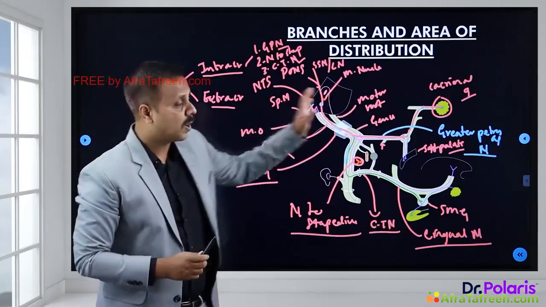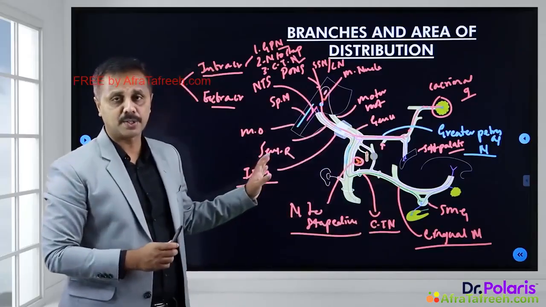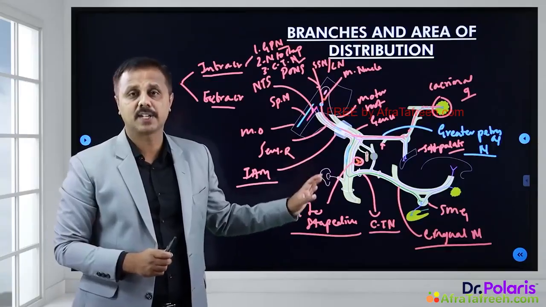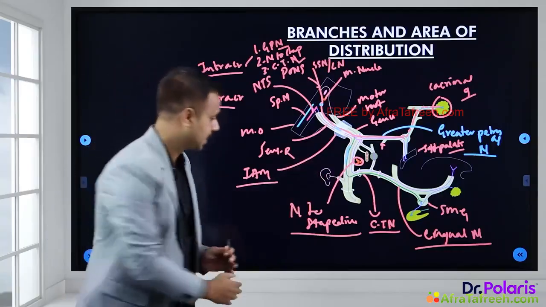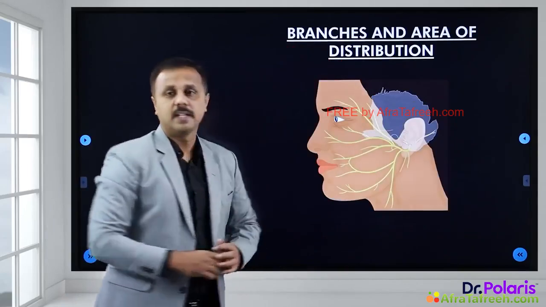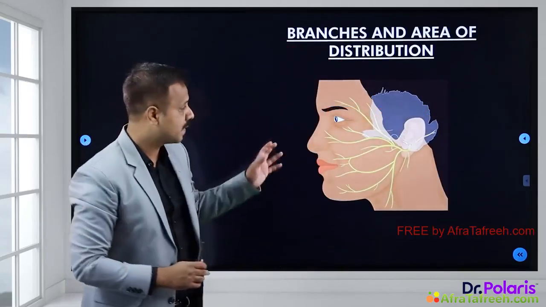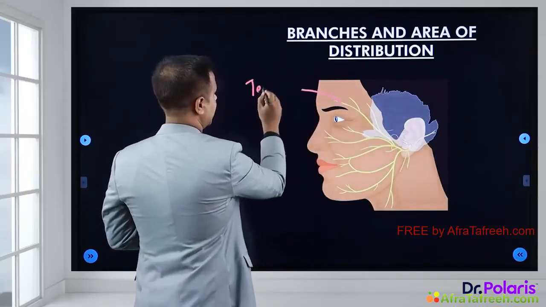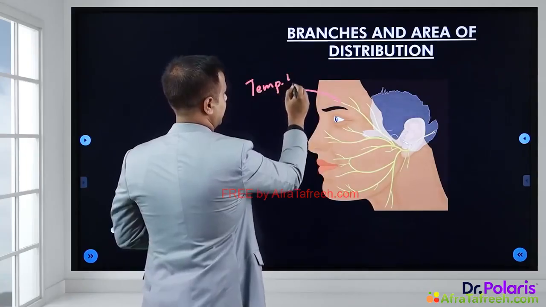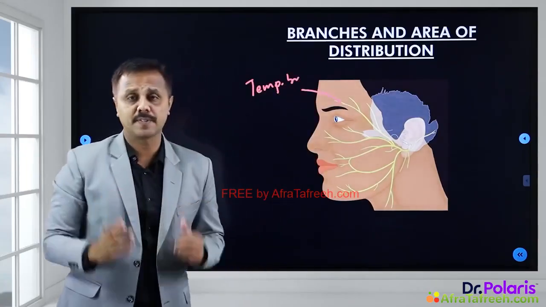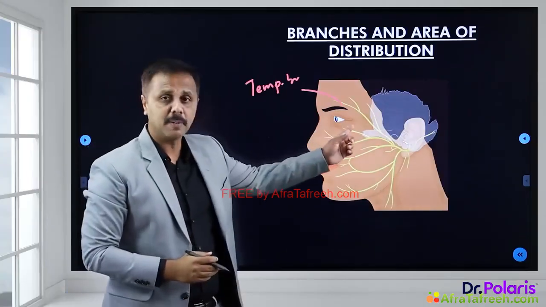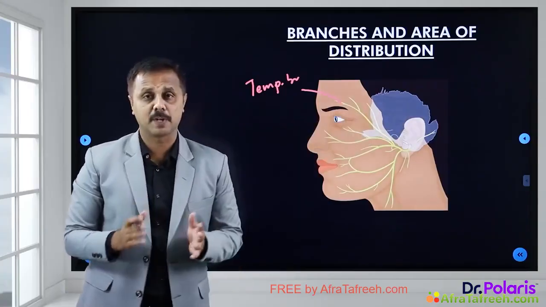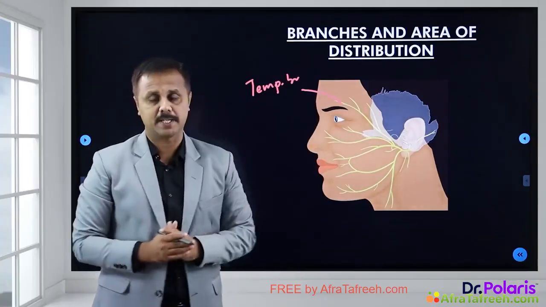This is regarding all the intracranial branches of the facial nerve. Now let's try to focus on the extracranial branches. The extracranial branches, as we have already discussed, are, what is this? This is the temporal branch. What is the function of temporal branch? The temporal branch will supply the muscles of the scalp, occipitofrontalis, and muscles of the forehead.